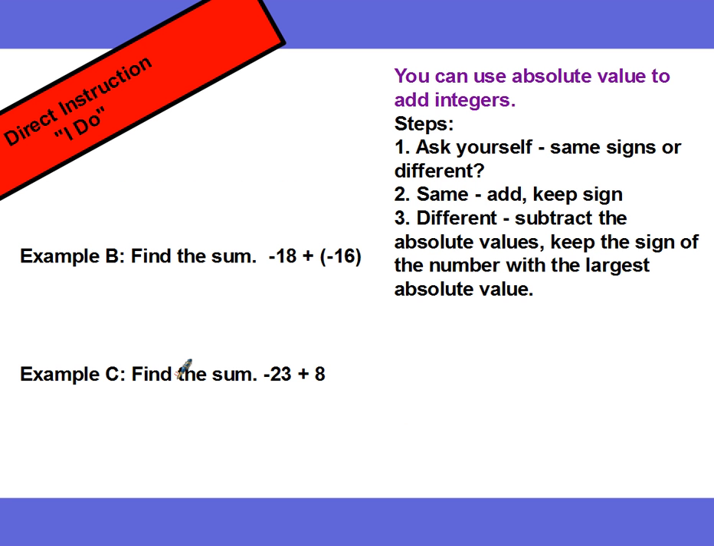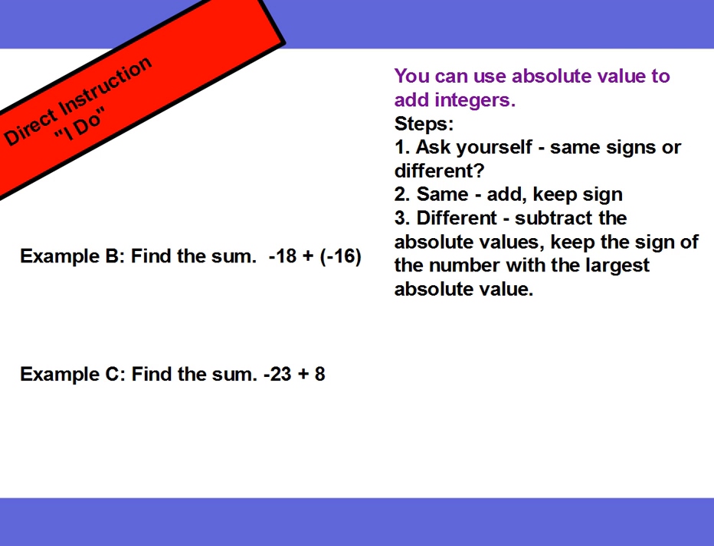You can also use a rule to add. And each teacher says the rule a little differently. But if you already know it, that's a good thing. This is how you'll hear me say it. There's two steps when we're adding integers together. The first step that I need to do is ask myself, are my numbers the same signs or are they different? In example B, my numbers are both negative, so I have the same sign. When I have the same sign, I'm going to add them together.